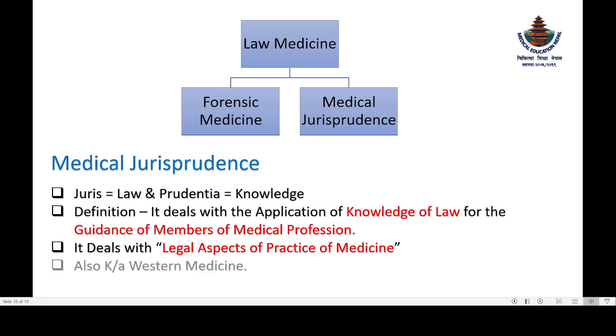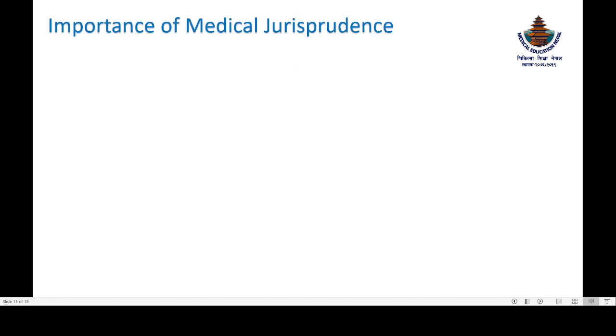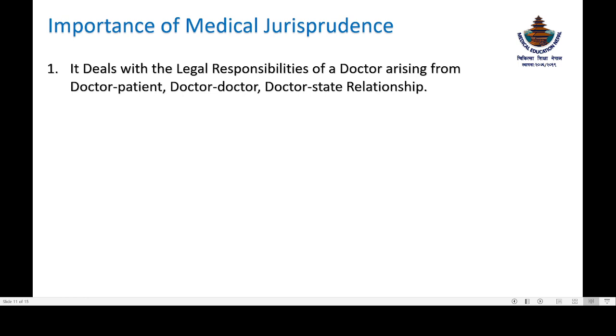This is another definition. It is also known as Western medicine. So the father of medical jurisprudence, or Western medicine, is known as Hippocrates. Now, what is the importance of medical jurisprudence? It deals with the legal responsibilities of a doctor that arise from doctor-patient relationship, doctor-doctor relationship, and doctor-state relationship. Now, the teacher might ask you to give some examples of the doctor-state relationship. So you can say medical negligence cases, consent cases, rights and duties of a doctor, medical ethics, these all. And it deals with the legal aspect of practice of medicine.